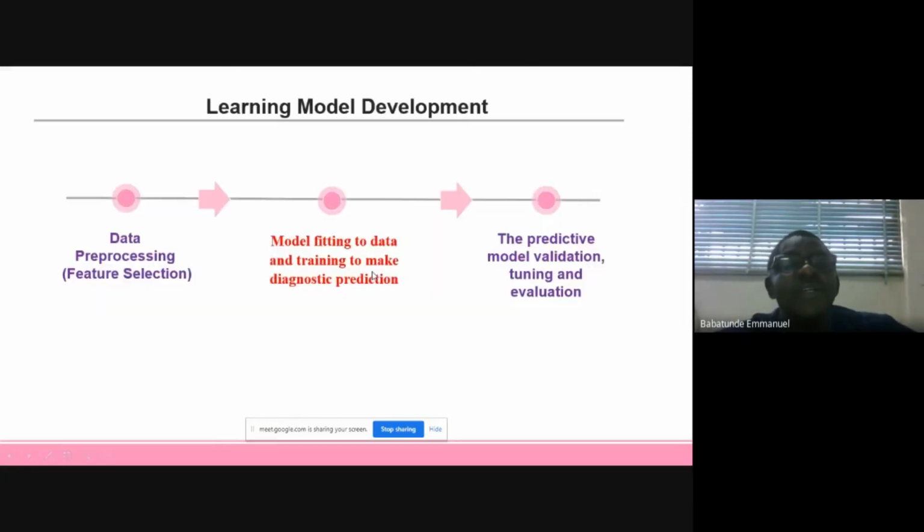So, machine learning model development. Now, the learning model development has this flow. We have collected our data. We have used feature selection to pre-process the data by way of reducing the dimension of our features. Now, the next thing is to fit our model with the data that we have, which has been trimmed down and streamlined, to make the prediction of our diagnosis. Then we go ahead to predictive model validation. We now have to validate or measure the accuracy of our prediction.